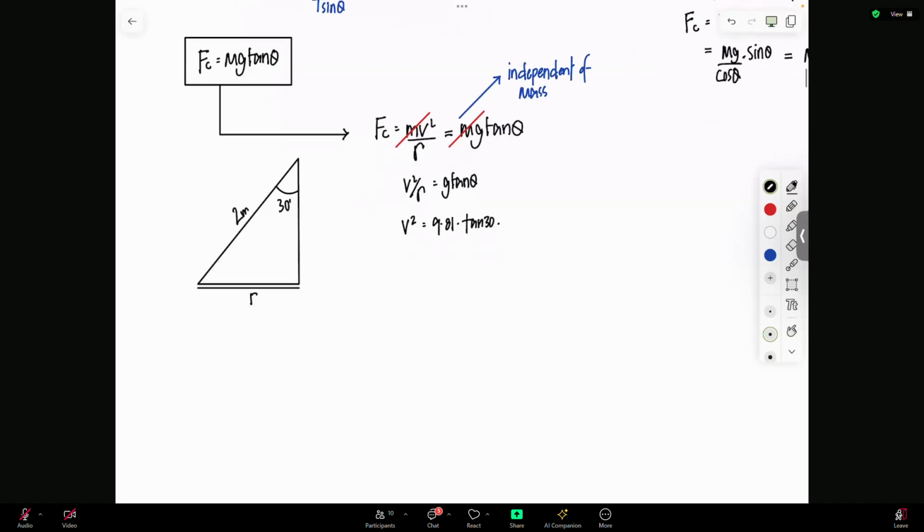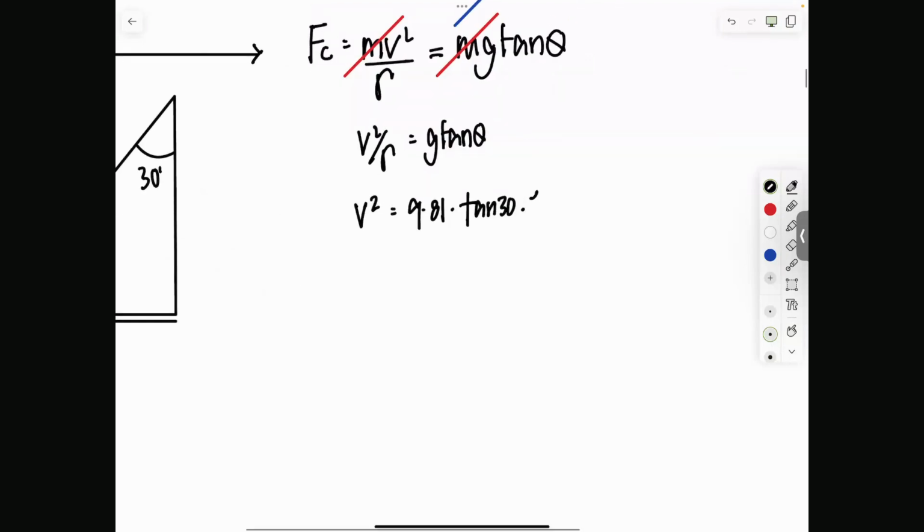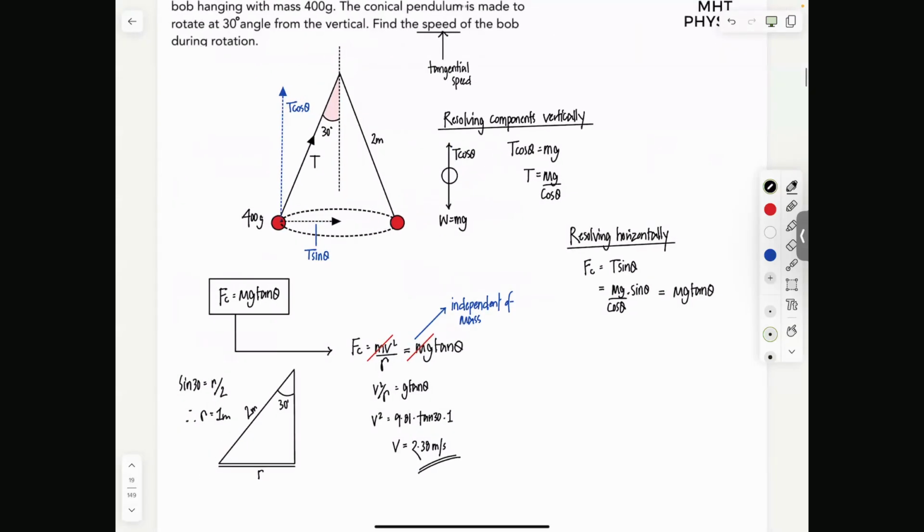What would you use here? Sin 30 equals r by 2. So therefore, r equals how much? 1 meter. So you put 1 in, and once you solve this, that is the answer. How much is it? Yeah. That's how you solve it.